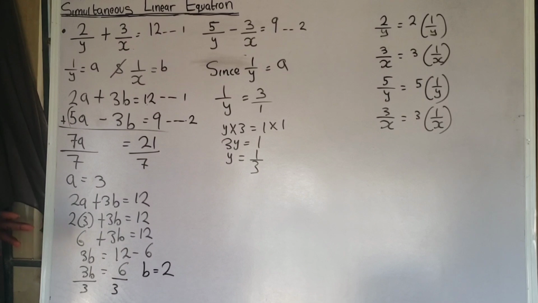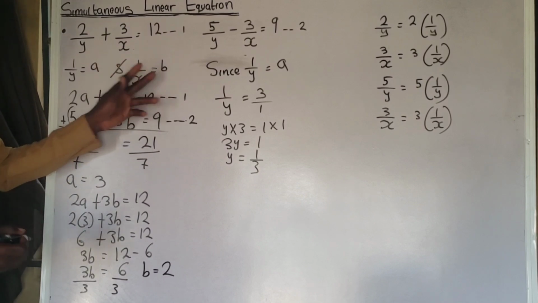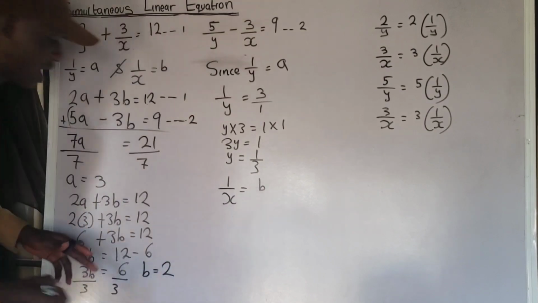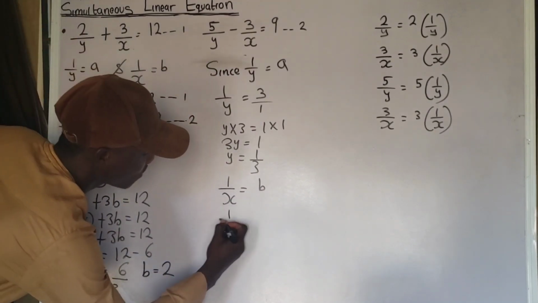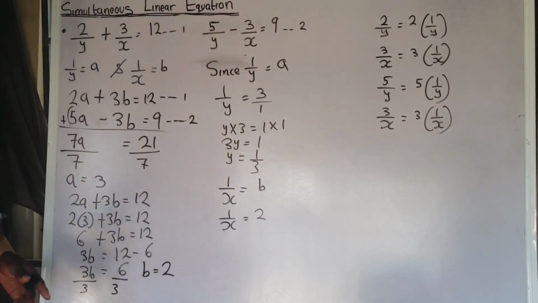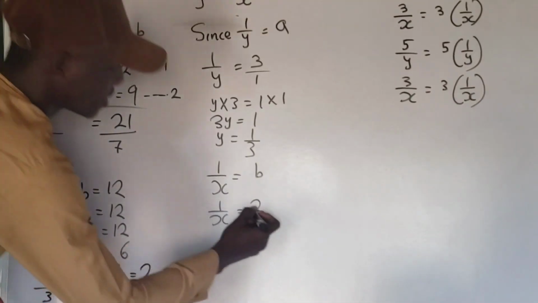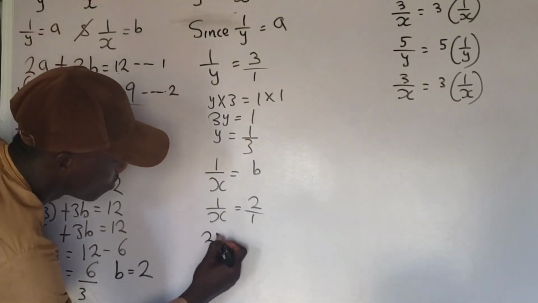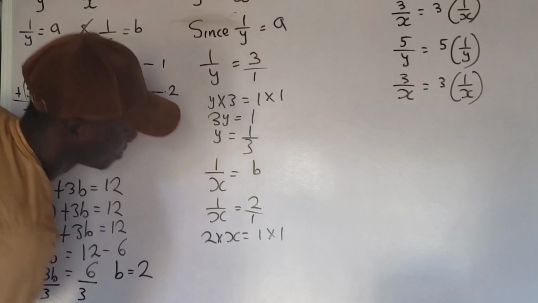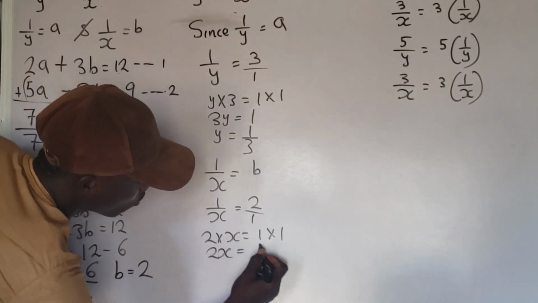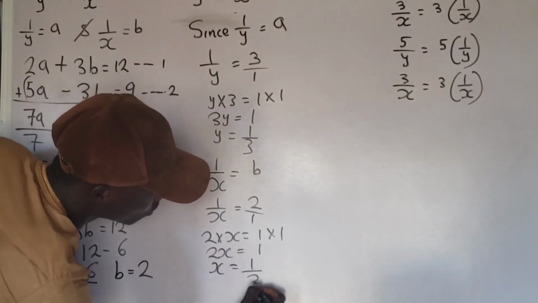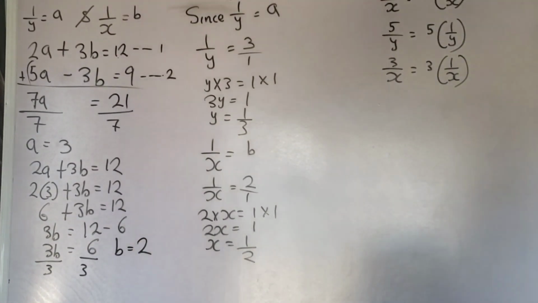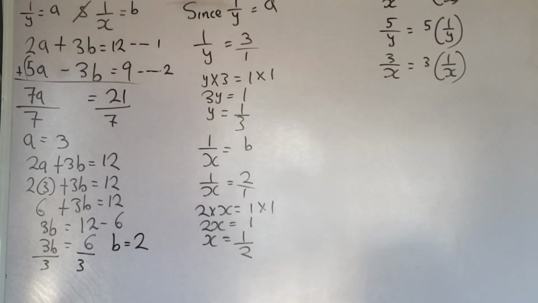Let's get the value of x as well. Don't forget that 1 over x is equals to what? B. So I'm going to have 1 over x is equals to b. Now, b is what? 2. So I'm going to have 1 over x is equals to 2. Do you understand? Don't forget that 2 can be written as 2 over 1. Now, I'm going to take the cross product. For this, I'm going to have 2 multiplied by x is equals to 1 multiplied by 1. So I'm going to have 2x is equals to 1. X is equals to 1 over 2. Therefore, the value of x and y are 1 over 2 and 1 over 3 respectively.